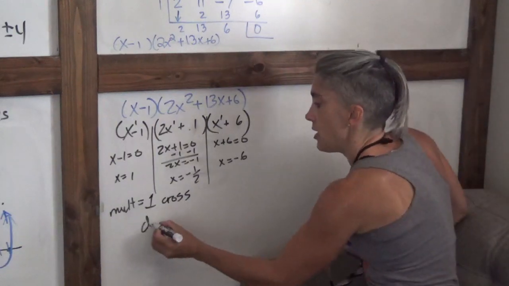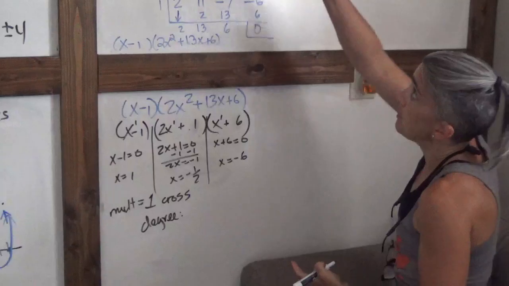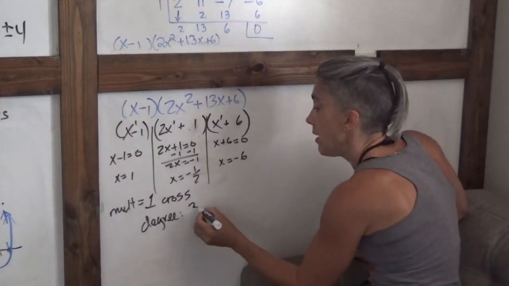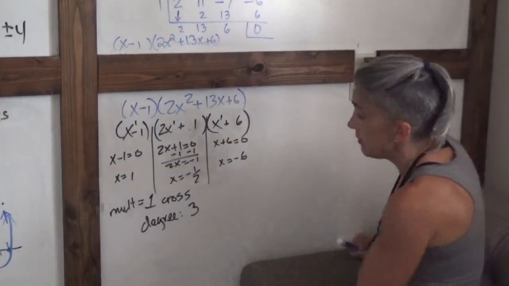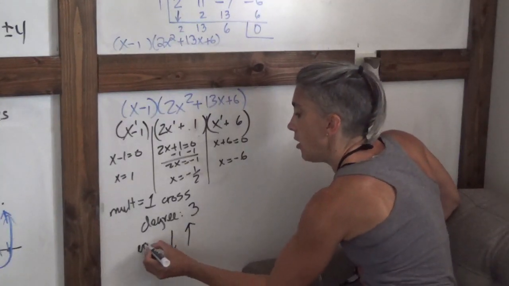What is the degree of this polynomial? It's a degree 3 from the very beginning. That was the highest power. And it's a positive coefficient, so that means that end behavior is down and up.